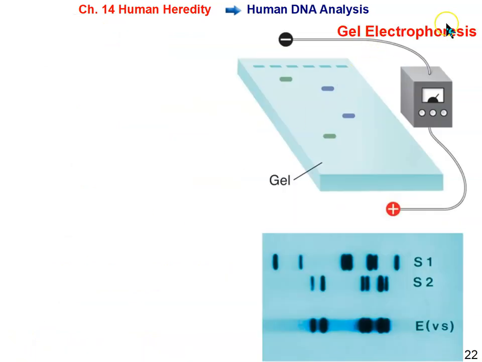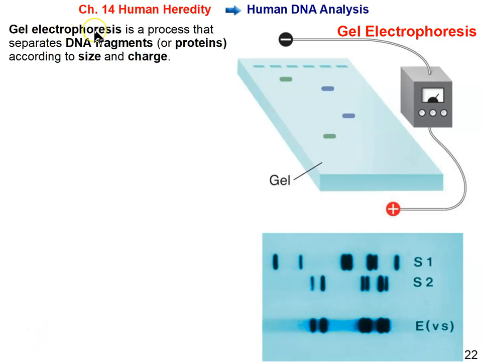This diagram is showing the basic setup for doing gel electrophoresis. Gel electrophoresis is the process that separates DNA fragments or proteins. I just want to point out here that this same process can be used to analyze proteins according to size and charge. So this is what we're using to separate out the fragments that were produced using restriction enzymes to find these RFLPs, restriction fragment length polymorphisms.